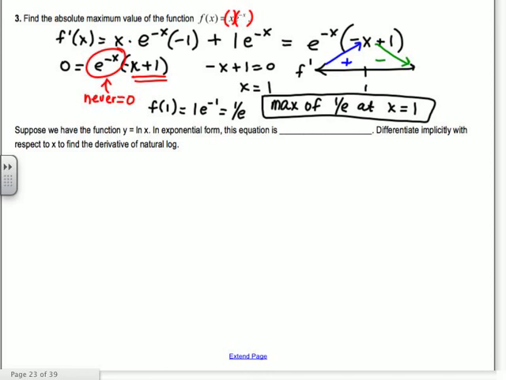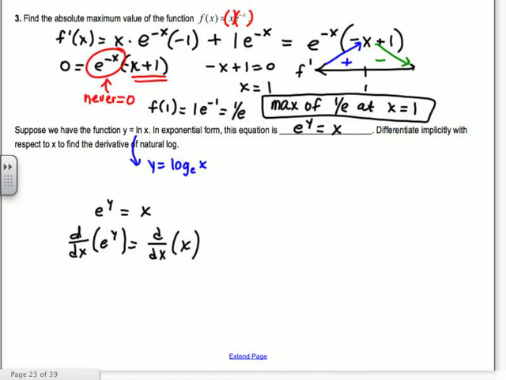All right, so anyway, suppose we have the function y equals natural log of x. So in exponential form, remember if I have natural log of x, that's y equals log base e of x. So how do I switch it to exponential form? E to the y equals x. It's e to the y equals x, right? All right, so if I have e to the y equals x, let's differentiate both sides. So I'm going to do d dx e to the y equals d dx x. Remember, I'm taking the derivative with respect to x, so if I'm taking the derivative of something with y, what do I need?